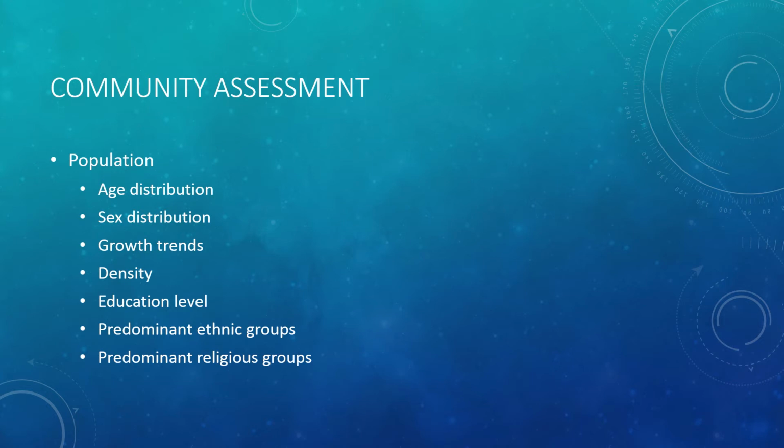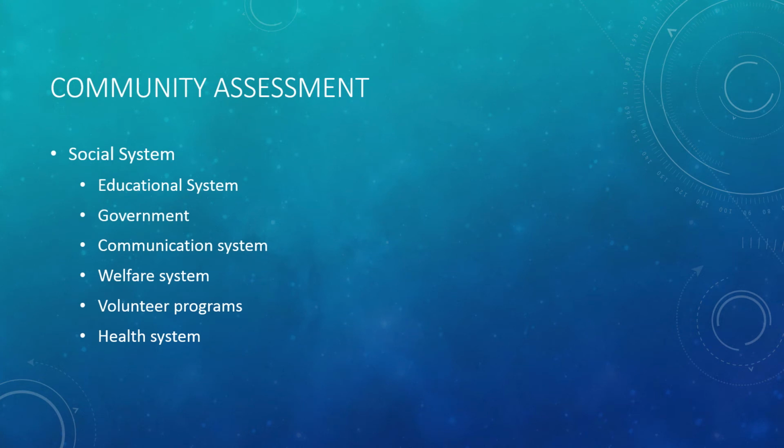So first we assess the structure, then we assess the population, and then finally on the next slide here we have the social system. So structure, population, now social system. When we assess the social system, we're looking at the educational system, we're looking at the government within the community, we're looking at what types of communication systems they have, welfare systems, healthcare systems, volunteer programs. So those are all part of a social system.